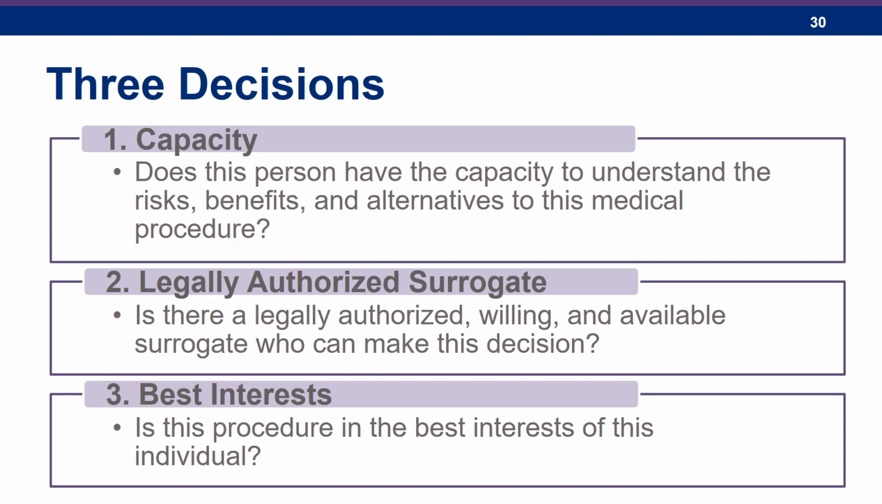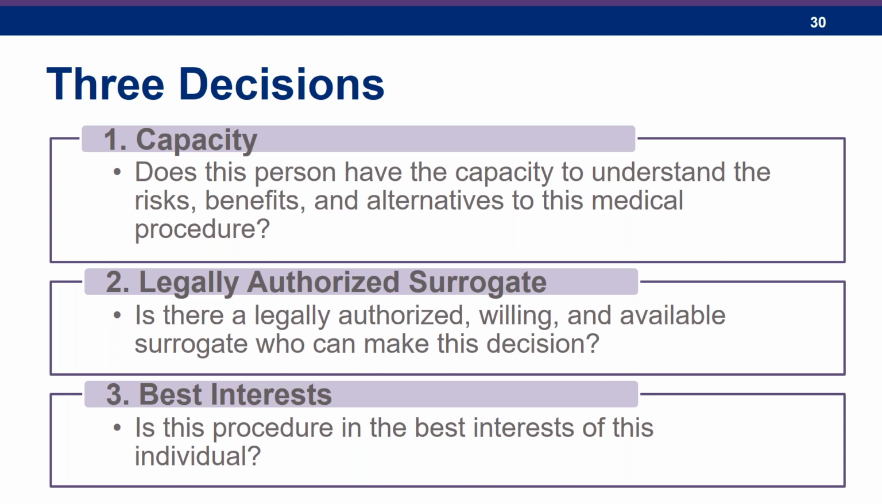We're always going to start with capacity, and we're looking at, does this person have the capacity to understand the risks, benefits, and alternatives to the medical procedure? Once this is fully vetted, the capacity questions are always going to begin by being directed to the individual, regardless of the person's presumed functioning. So we're always going to give that person an opportunity to demonstrate their capacity as much as they are able.